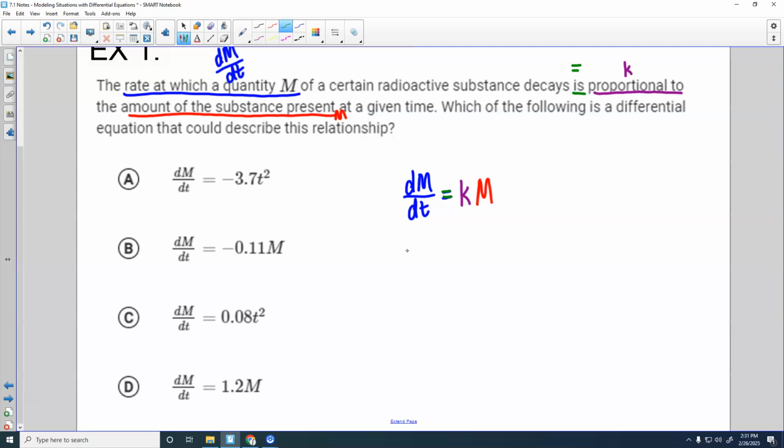Now, there are two answer choices that look like they could be the answer. Which ones are those? B and D. Which one do you think it's going to be? It's going to be B. Why are you choosing B instead of D? Because we are looking at decay. So you're going to have a negative constant of proportionality because it's going to decrease. So the correct answer for this one is B.